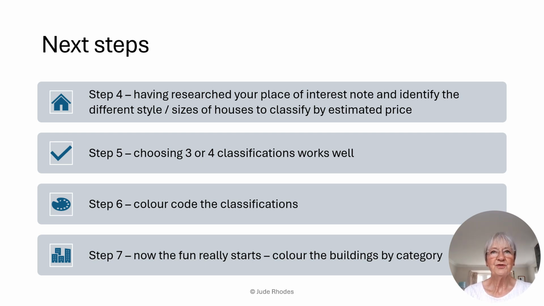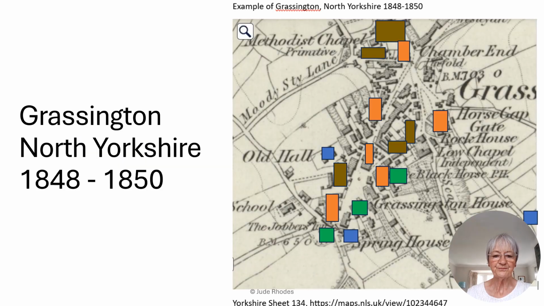Then you colour code those classifications with the colours you have chosen. Now the fun really starts with the final step. Colour the buildings by category. You can do this on your computer. You could do it, with pen and pencil, crayons and the paper map, whichever way you find best for you.